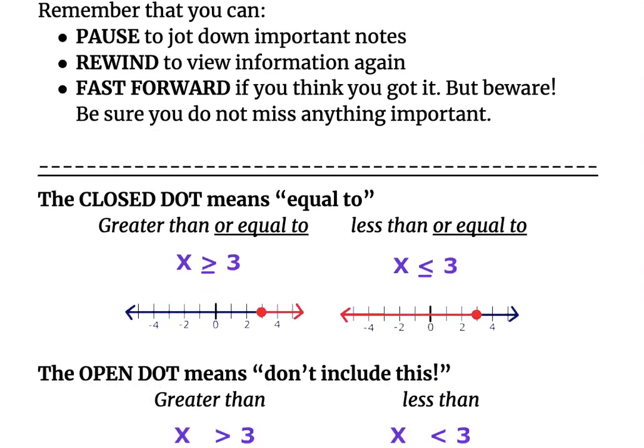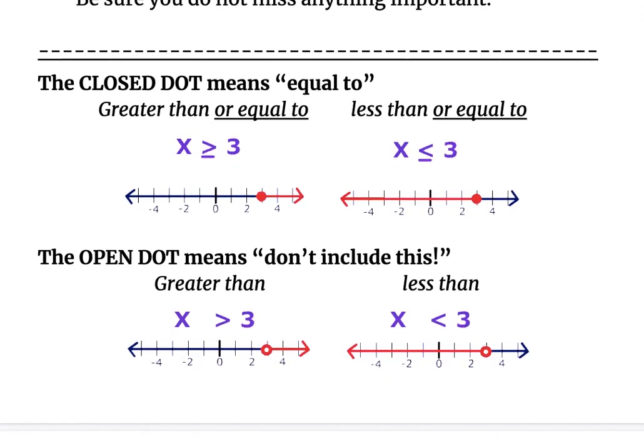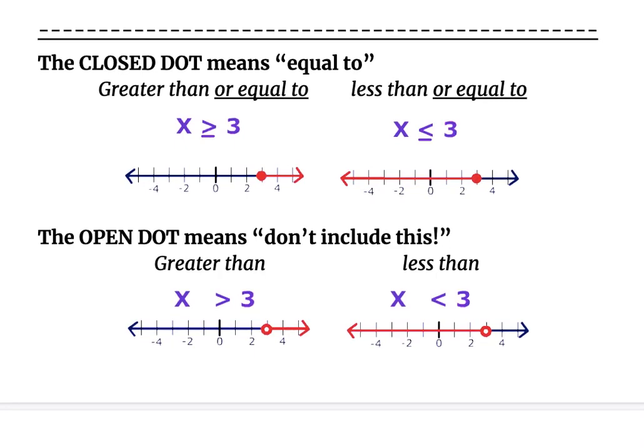So as a review, when we are looking at inequalities on the number line, the closed dot means that it includes that value because it can also be equal to that value. So for example, greater than or equal to 3 would include the 3 because 3 is also equal to itself. So you have a closed dot and then you're shading in all the values to the right of it, including the ones that you don't see. Less than or equal to, you are including 3 because 3 is also equal to 3, and you're shading in the values to the left that are less than, including the arrow.